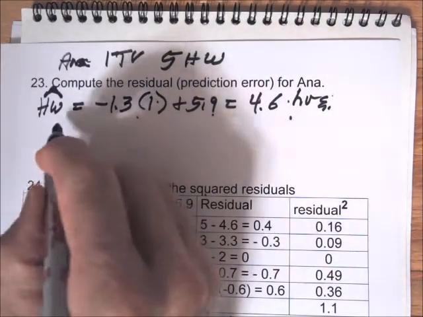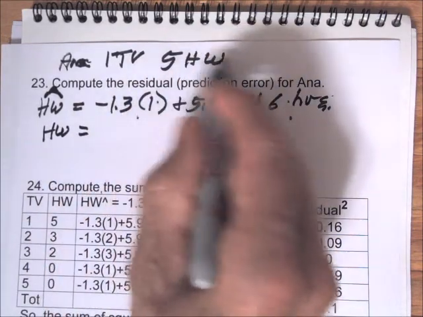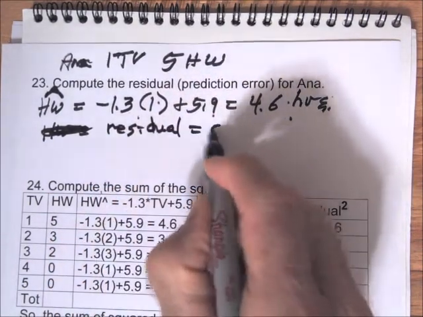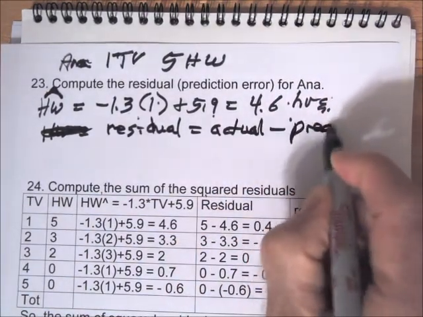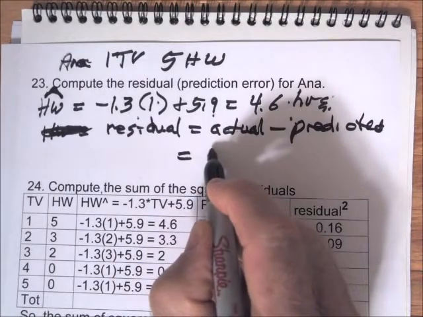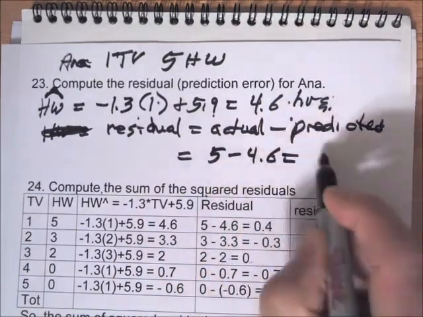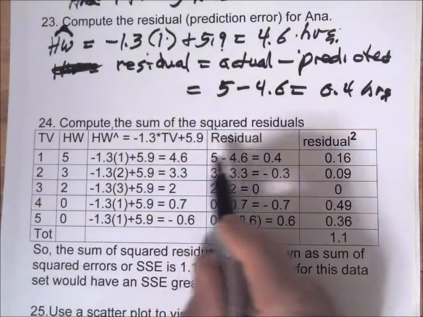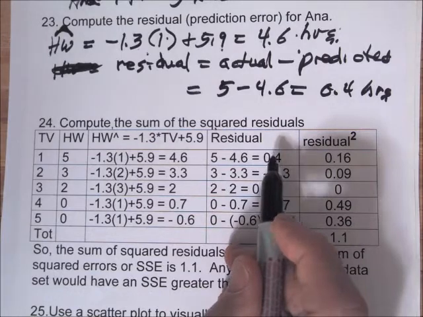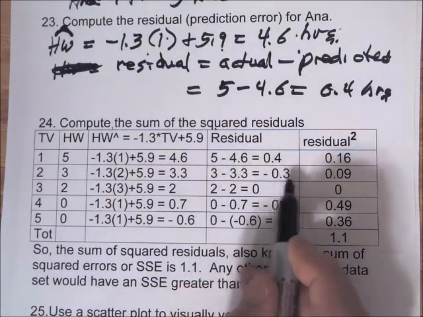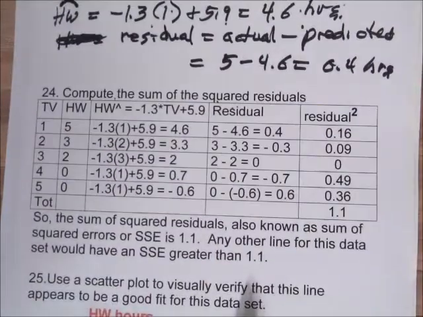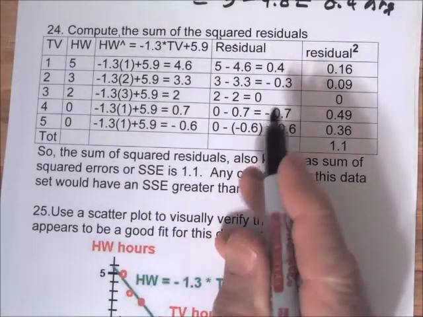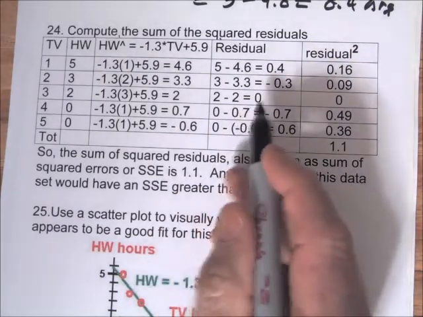Her actual homework, Anna's actual homework, was 5 hours. So the residual is the actual or the observed minus the predicted. And in Anna's case, the actual is 5, the predicted is 4.6. So it's 0.4 hours. So you can compute the residual for each of the students. So this first line here is Anna's, and it had a residual of 0.4. For Ben, Ben's residual was a negative 0.3. So Anna's dot, if you look on the graph, Anna's dot is a little bit above the prediction line. Anna has a positive residual. Ben's is a little bit below the predicted line. Ben has a negative residual.